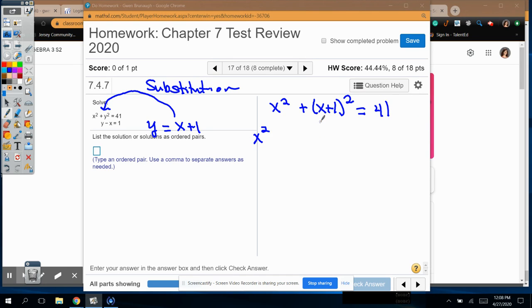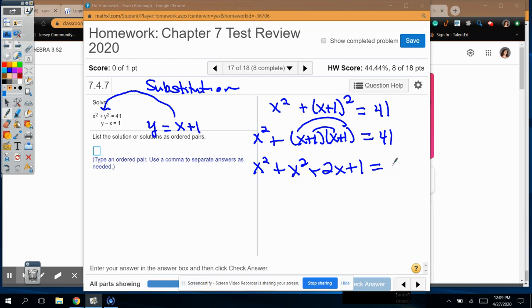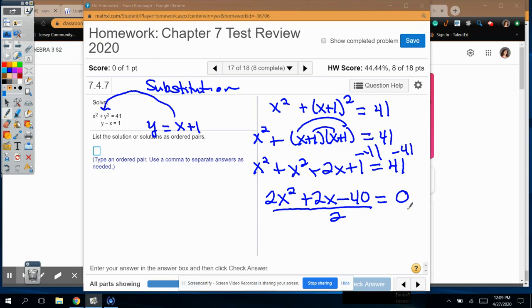The second guy here, I'm going to have to double distribute. So that's x squared plus, this will be x squared plus x, that's 2x when you do the O and the I, plus 1 equals 41. Now I have 2x squared plus 2x. I'm going to subtract the 41 to get 0 on one side. Minus 40 equals 0. I'm going to divide everybody by 2.